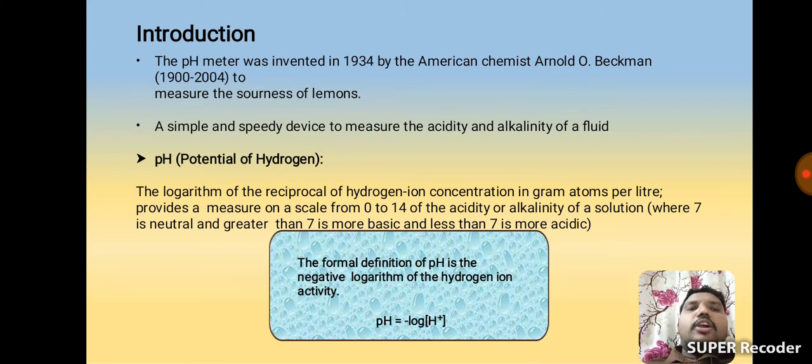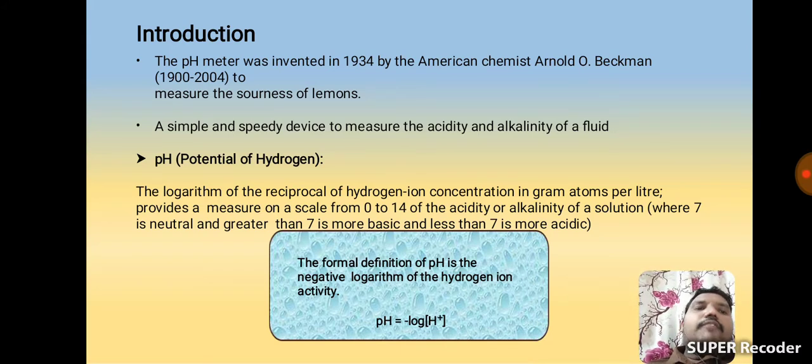The logarithm of the reciprocal of hydrogen ion concentration in gram atoms per liter provides a measure on a scale from 0 to 14 of acidity or alkalinity of a solution, where 7 is neutral, greater than 7 is more basic and less than 7 is more acidic. The logarithm of the reciprocal of the hydrogen ion concentration in gram atoms per liter is known as pH.